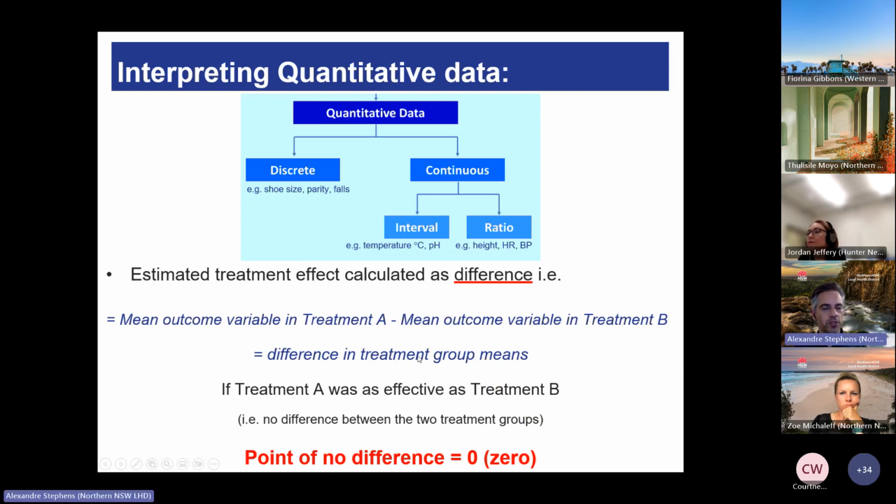Just to reinforce the learning here, if it's a quantitative variable, the estimated treatment effect is calculated as the difference and is expressed as the mean outcome variable in treatment group A minus the mean outcome variable in treatment group B, which is equal to the difference in treatment groups. It's important to remember that the point of no difference, which indicates that there are no differences between the means of the treatment study groups, is 0.